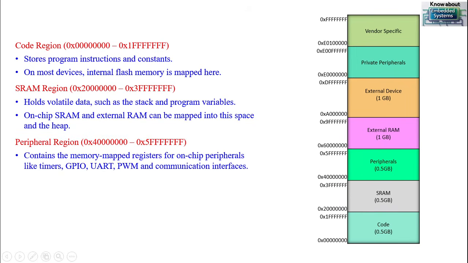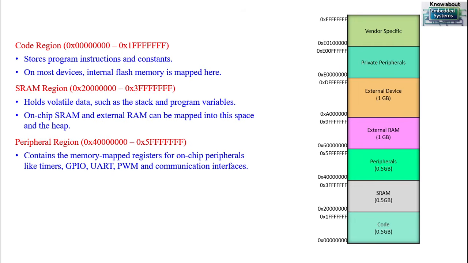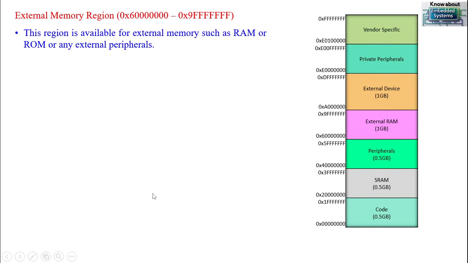Then for peripherals. What are the peripherals? When I say peripherals, your GPIO, your SPI, I2C, CAN, and so on. These are all the peripherals. For peripherals, totally 0.5 GB is allocated here, and you can map any type of peripherals within this 0.5 gigabyte. Okay, and then the next block or next memory map is your external memory.